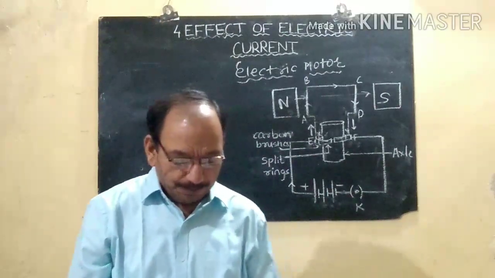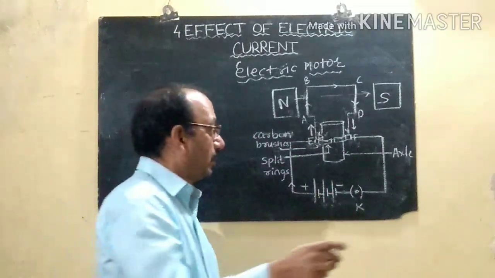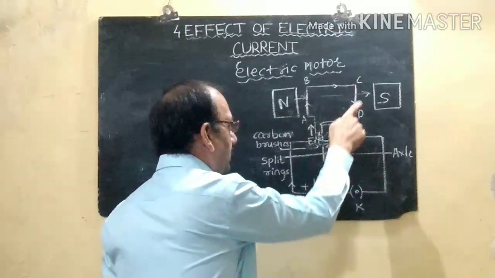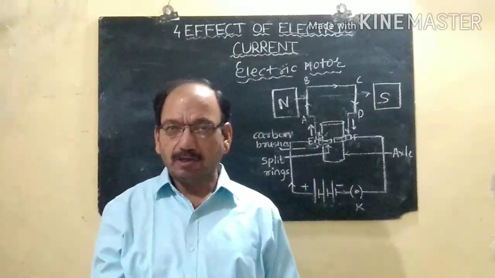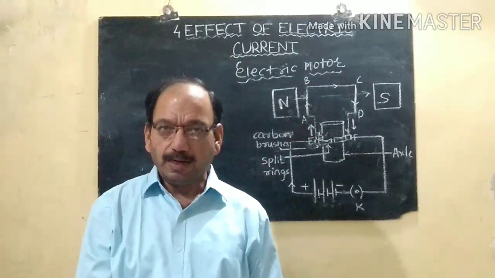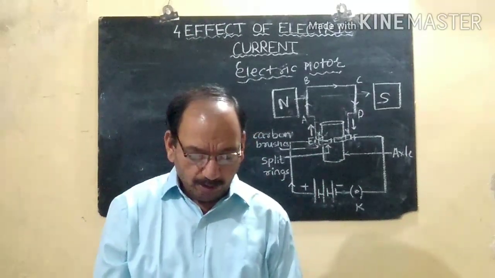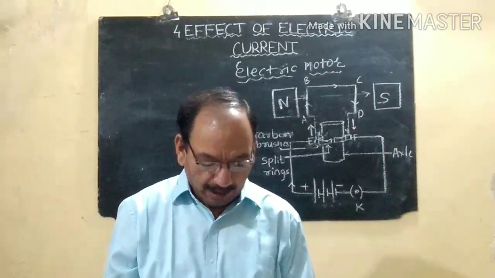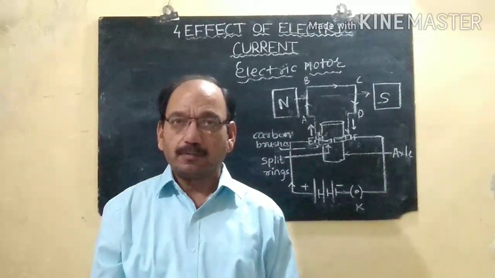So here, when we change the direction of current, it will rotate in this direction, DCBA. So what is the function of this split ring? They change the terminal of the battery. After every half rotation, the current in the loop is reversed due to the split ring. Just I will explain. The loop and the axle continue to rotate in anti-clockwise.